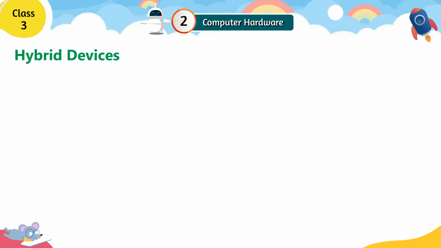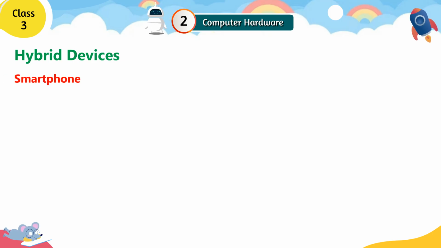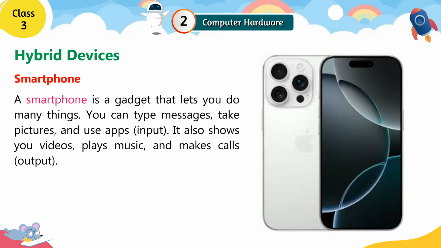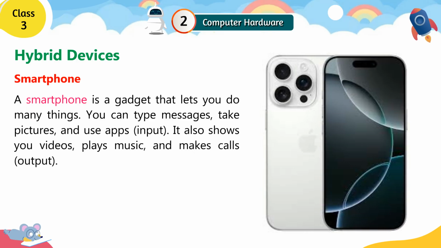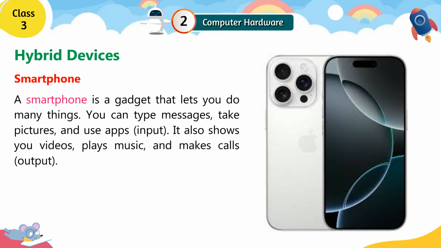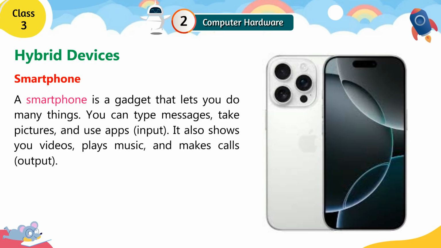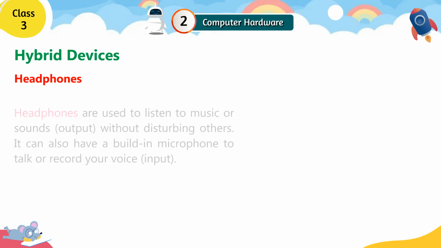Hybrid devices. A hybrid device is a gadget that can do more than one thing. It can act as both an input and an output device. Smartphone. A smartphone is a gadget that lets you do many things. You can type messages, take pictures, and use apps. Input. It also shows you videos, plays music, and makes calls. Output.